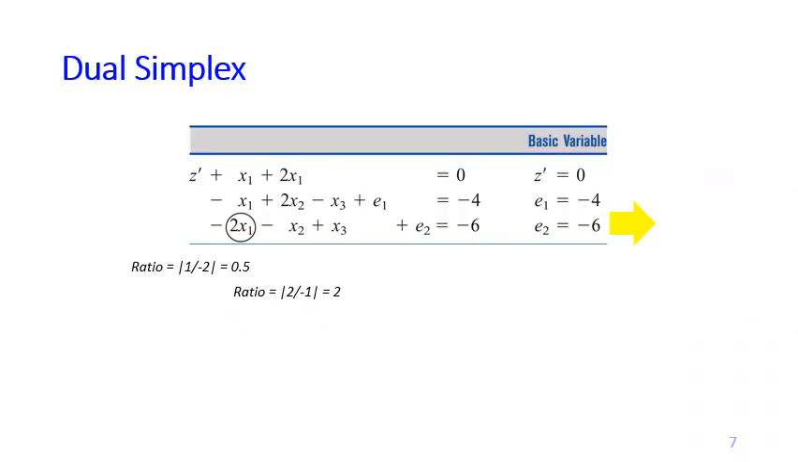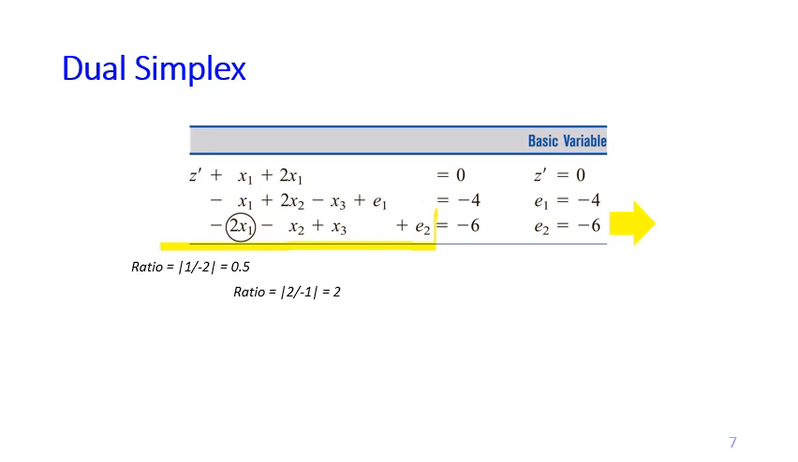In the first step of dual simplex, we see that we do have negative coefficients in the right hand side. So we go to the second step. In the second step, we pick the variable with the most negative coefficient as the leaving variable. So E2 is the leaving variable.